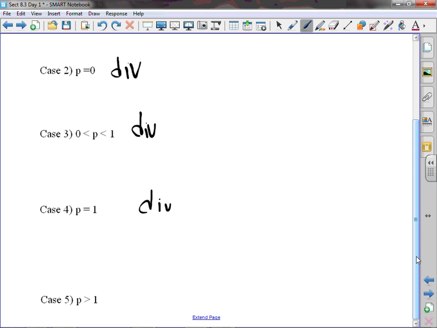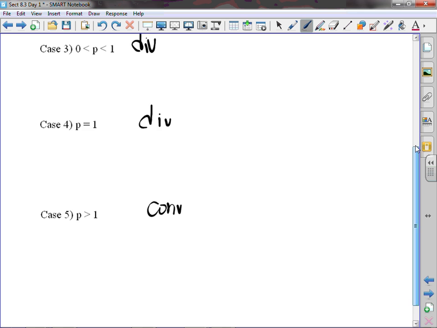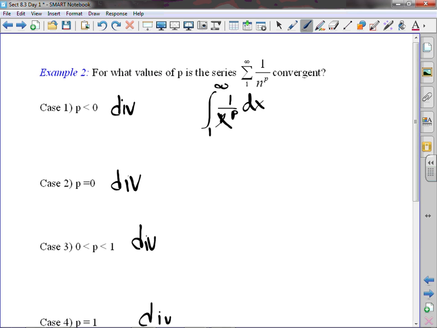We did the integral test. What's this one going to be? P is greater than 1? Converges. So the series, n equals 1 to infinity of 1 over n to the p, converges for p greater than 1. It's called the p series.